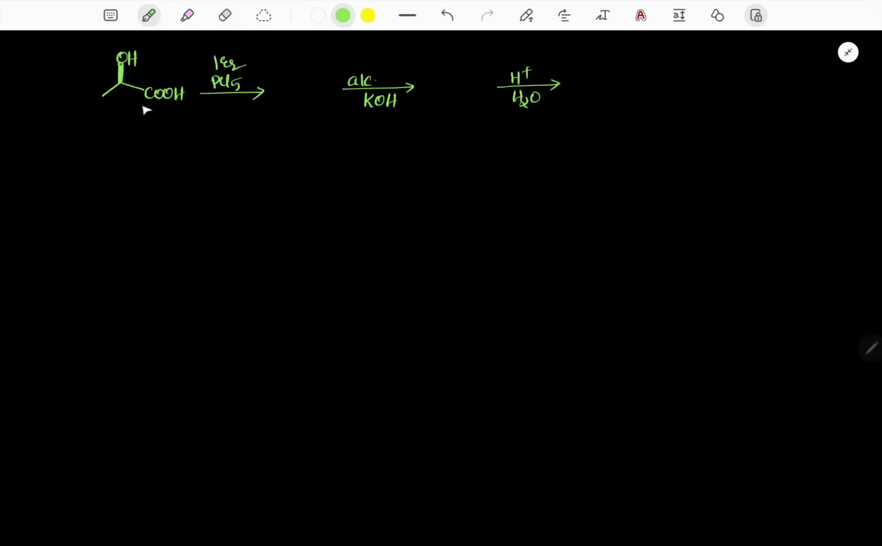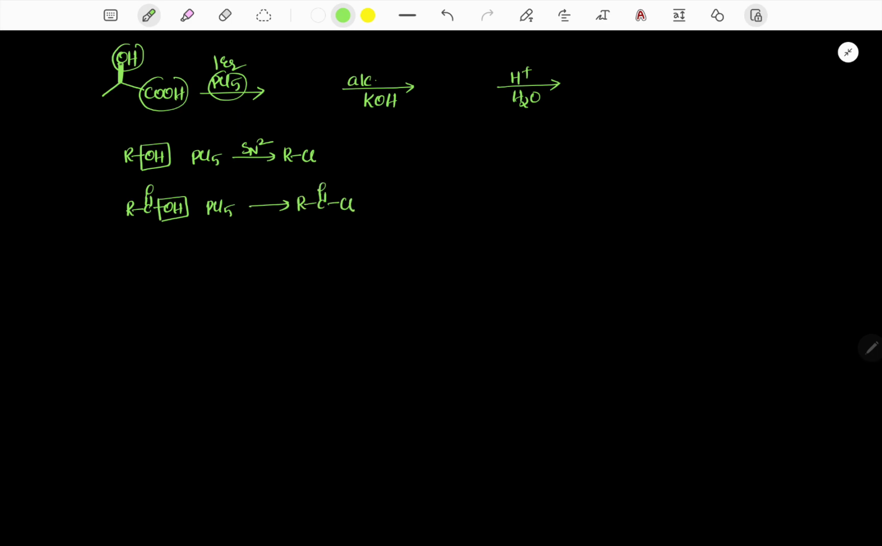The reactant has two functional groups, alcohol and carboxylic acid, treated with PCl5. When an alcohol is treated with PCl5, it undergoes an SN2 type of reaction. Therefore, in place of OH, we write the corresponding alkyl chloride. Similarly, when a carboxylic acid is treated with PCl5, in this case also the OH part will be converted into the Cl part.